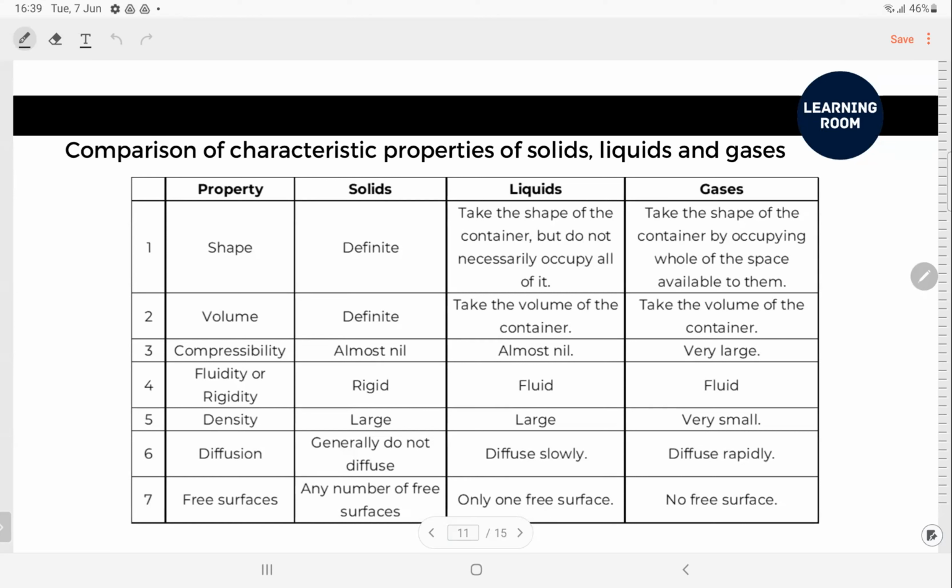Okay, so let me explain this thing. Any number of free surfaces means we can see it through intermolecular force of attraction. In solids, what happens? Intermolecular force of attraction is less, but a greater number of free spaces is present. So the particles are slightly back.